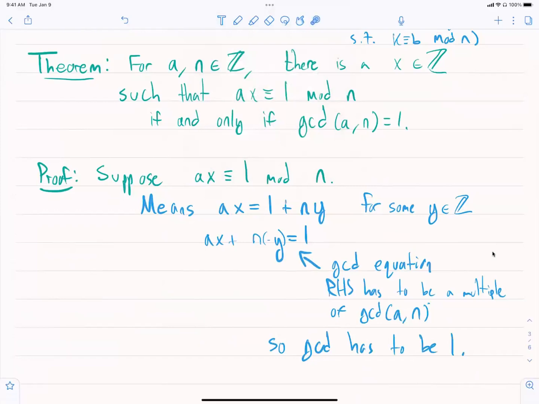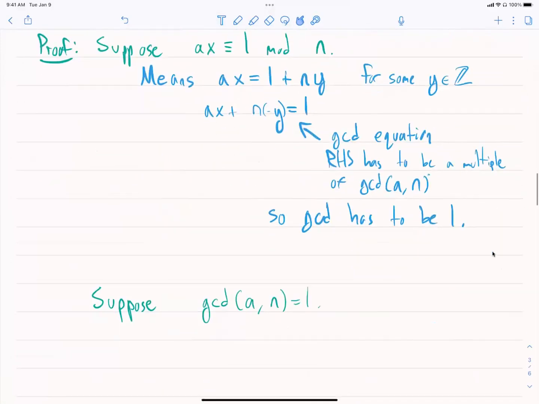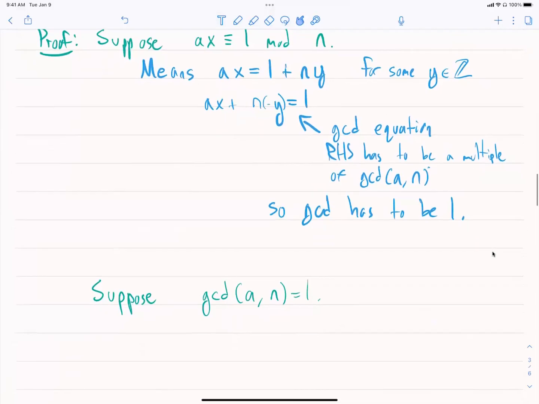That proves that if there is a solution to this equation, so if you can find an x such that ax is congruent to 1 mod n, then the GCD has to be equal to 1. Let's talk about the other direction. Well, you basically unpack it the same way.